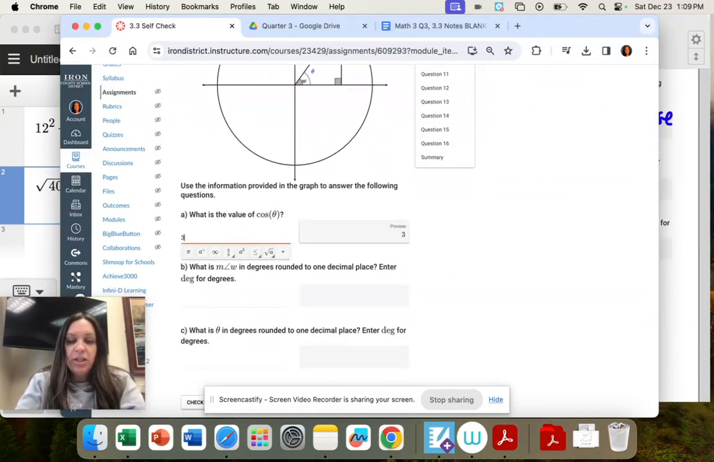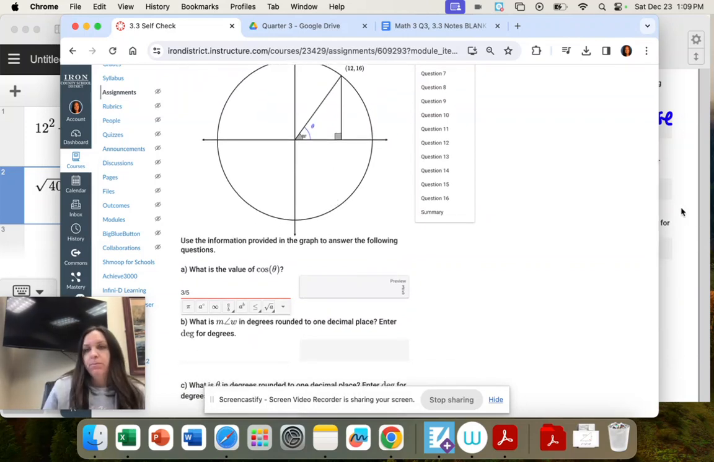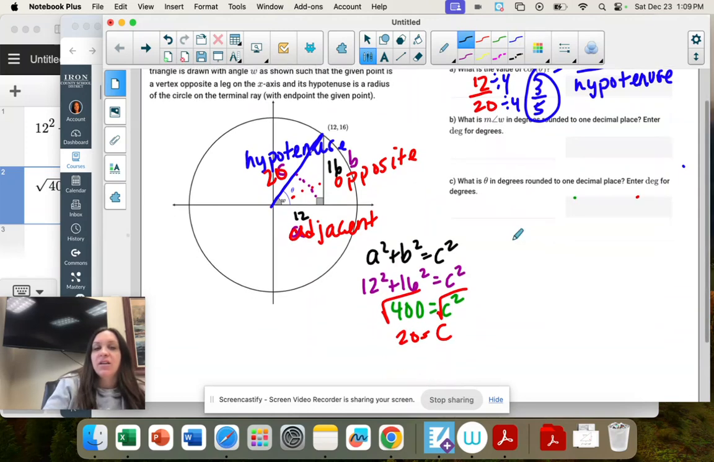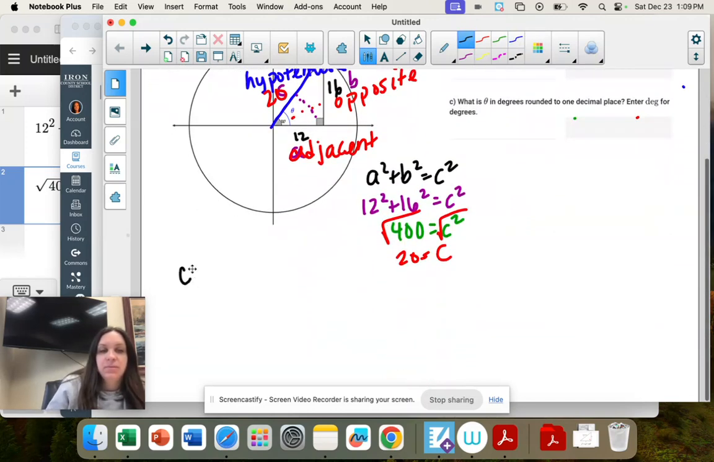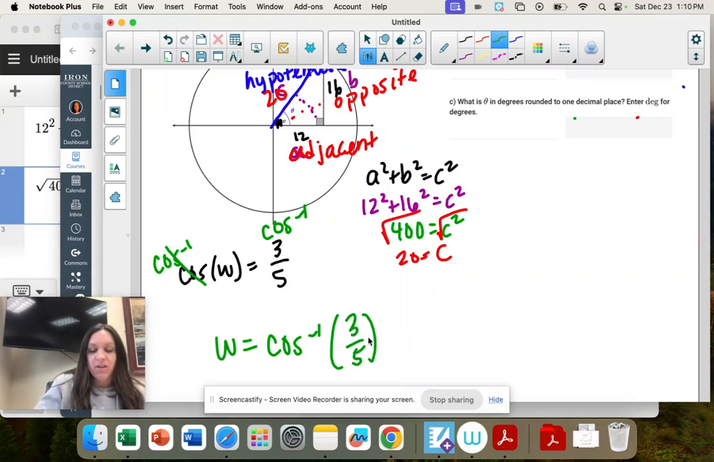And then in this particular one, W and theta are the same because we're in the first quadrant. So I'm going to take cosine of W, that's our inner angle on our triangle, which we just found out was 3/5. So now to solve for W, you take inverse cosine of both sides. These cancel out and it leaves W by itself. So W is inverse cosine of 3/5.